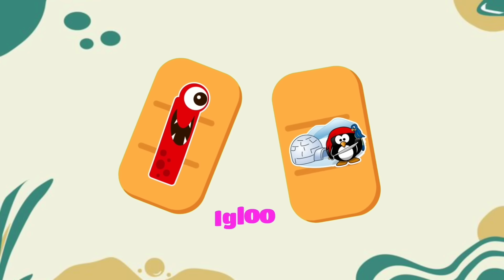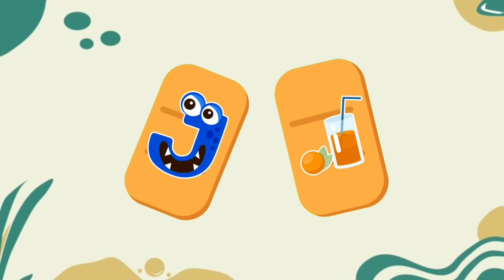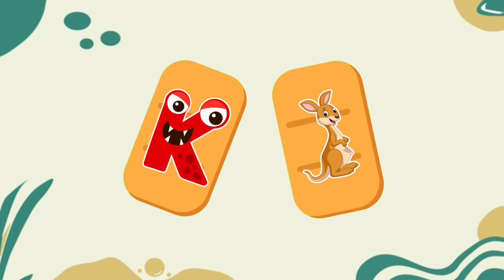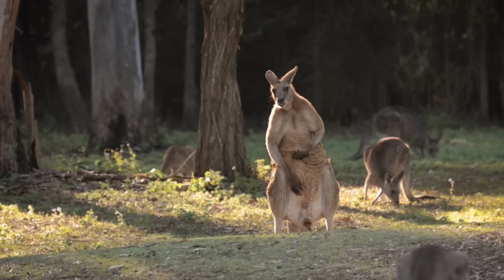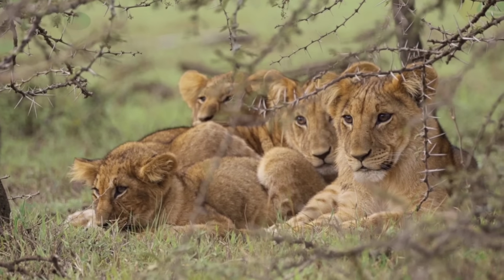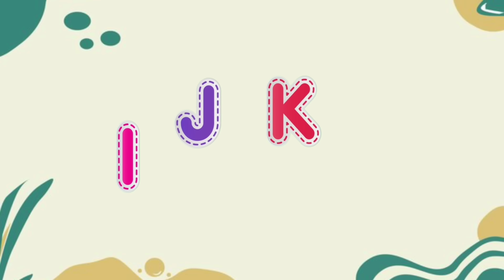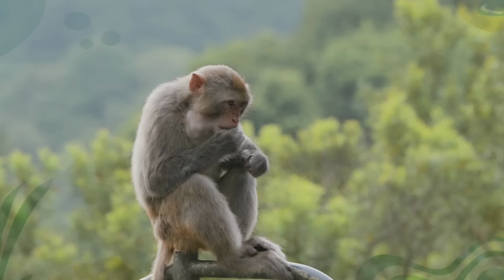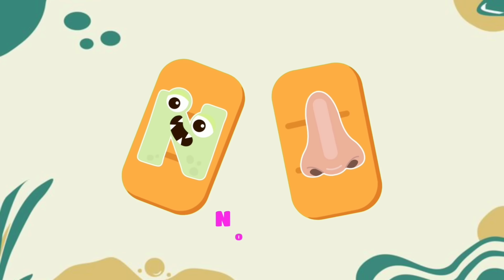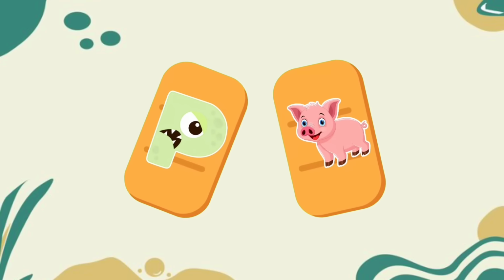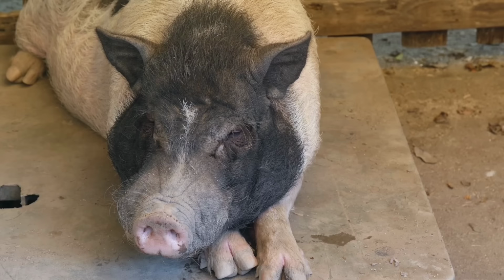I is for igloo. J is for juice. K is for kangaroo. L is for lion. M is for monkey. N is for nose. O is for octopus.